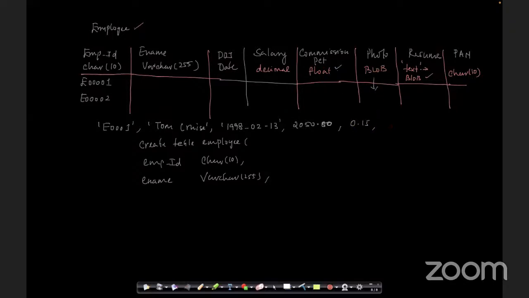To enter blob data, you have to use a load command. This is a slightly different way of entering. Resume, of course, is text, so it goes within quotes. You have to type whatever you want to type. PAN card is also character, so you have to give it in quotes, something like ABQ. So this is how you will specify the data types. While creating the table, you will mention the data type. While entering data into the table, you will make sure that the right data type is specified.